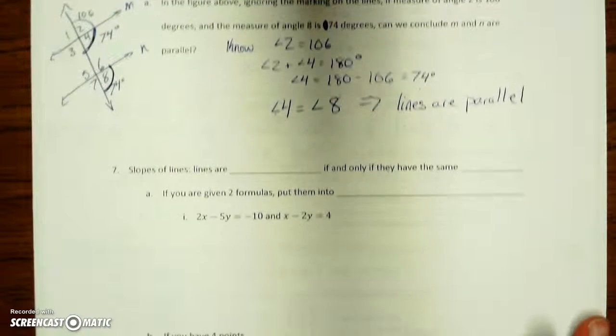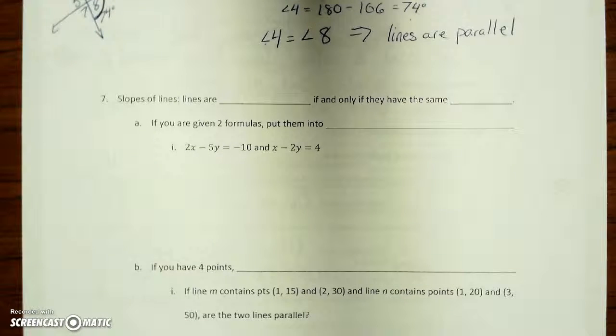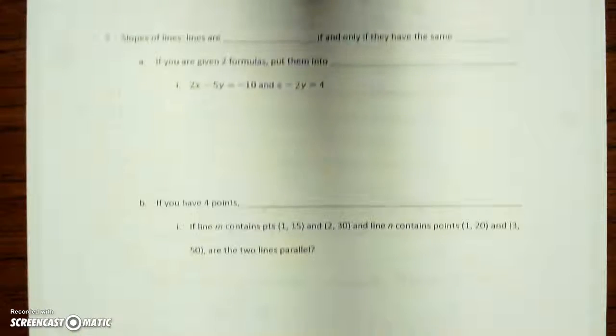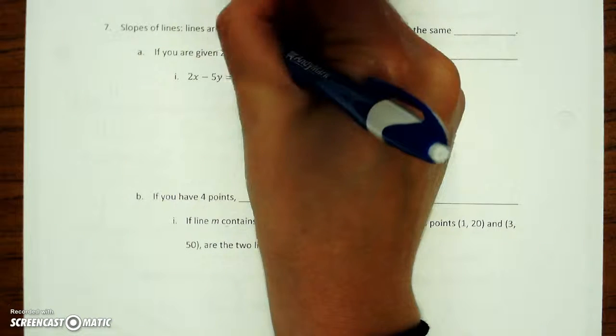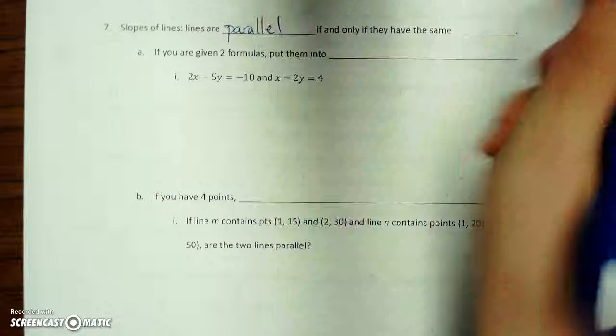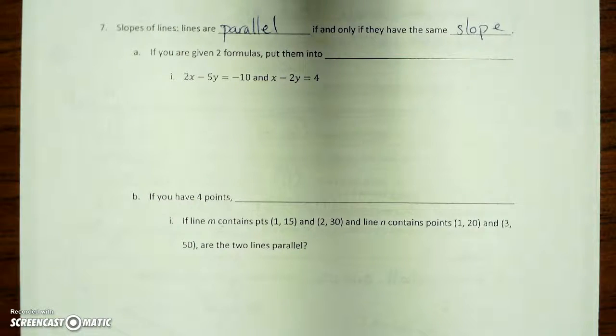All right, so we're up to slopes of lines. Now, you've probably dealt with slopes many times before, and you might know this rule. Lines are parallel if and only if they have the same slope. So there are a couple ways that they're going to give you to try to figure out if something is parallel. First is they're going to give you two formulas.